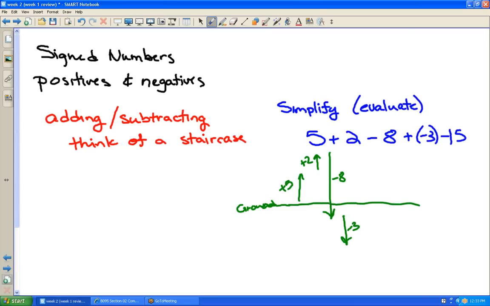And then another 15. So I was at minus 1, then minus another 3, so negative 4. Down another 15. So this will equal negative 19, because I'm below ground and I never got back up. That's just how I think of adding and subtracting. Subtracting, really, I'm thinking of it as a negative number that I'm adding together.